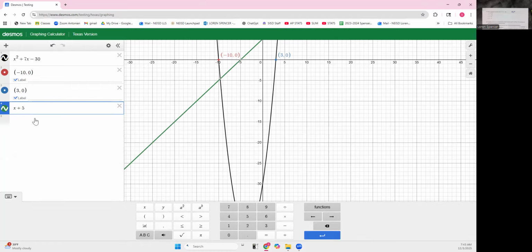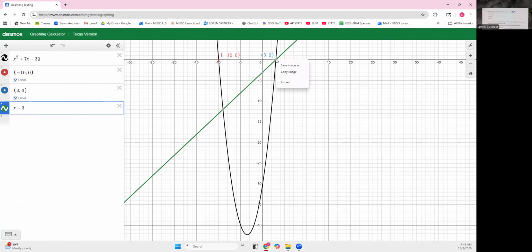So hopefully this last one will hit in the right spot. So we have x minus 3. And sure enough, it hit one of them in a perfect spot. So that right there is our answer. So the answer to 37 is D.